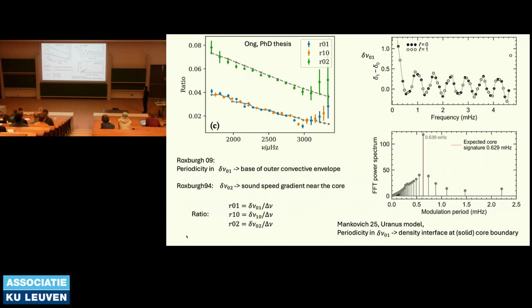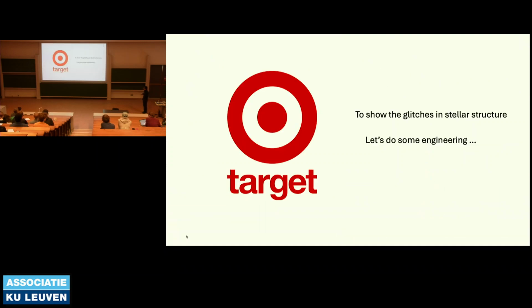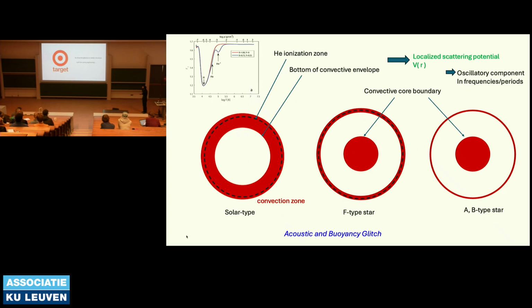Okay, so this is very nice. We can use combinational frequencies or small separations to infer the stellar interior. But to better show the glitch features in the Sun or in a star, let's do some engineering to this famous chain supermarket in the US. Maybe it's not so famous here in Europe.